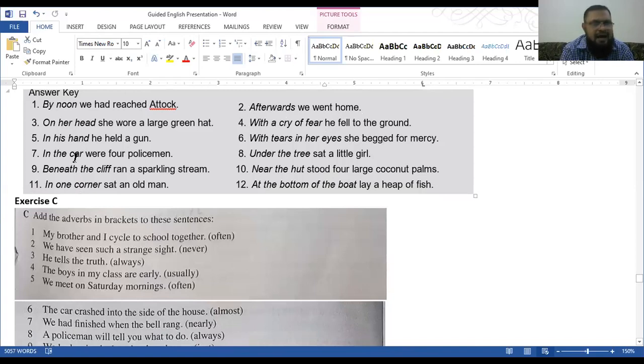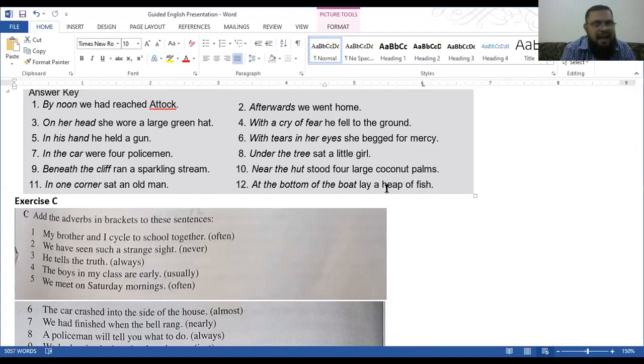Number 7. In the car were four policemen. Number 8. Under the tree sat a little girl. Number 9. Beneath the cliff ran a sparkling stream. Number 10. Near the hut stood four large coconut palms. Number 11. In one corner sat an old man. Number 12. At the bottom of the pool lay a heap of fish. So this is the end of exercise B.